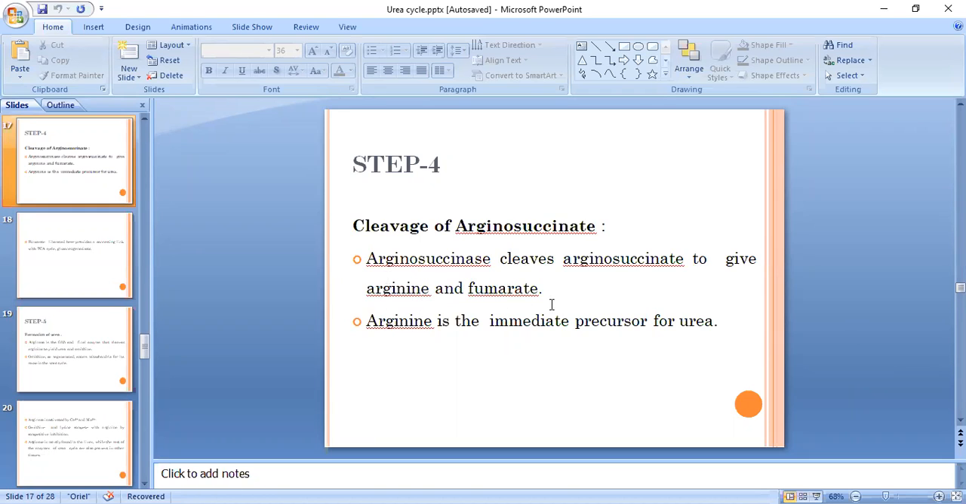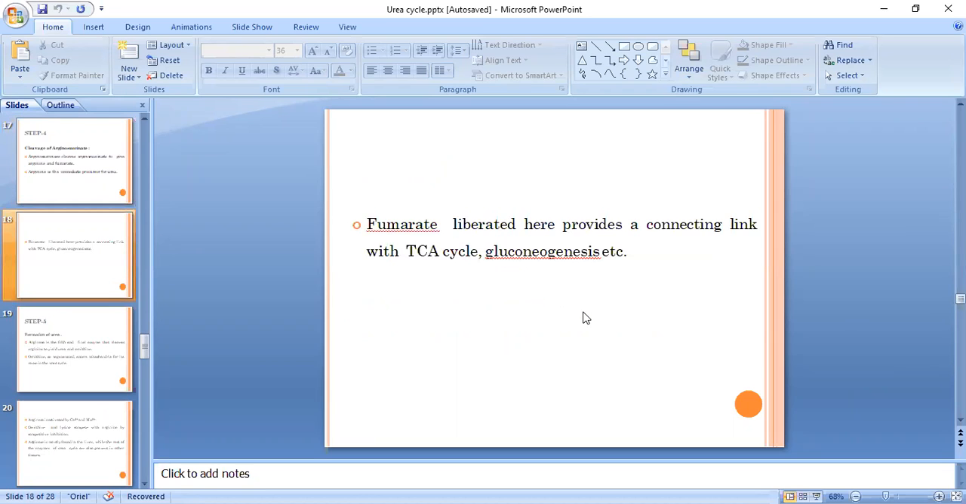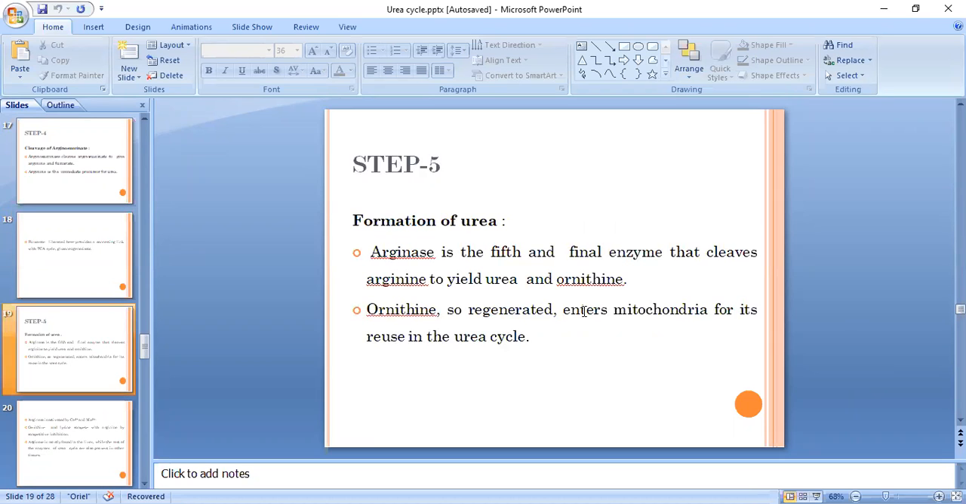What will happen to this fumarate? It will enter into the TCA cycle or the citric acid cycle. Thereby, it is providing a connective link with the TCA cycle and gluconeogenesis. So gluconeogenesis is nothing but production of glucose from non-carbohydrate sources. Now we have arginine, which is obtained by the cleavage of arginosuccinate.